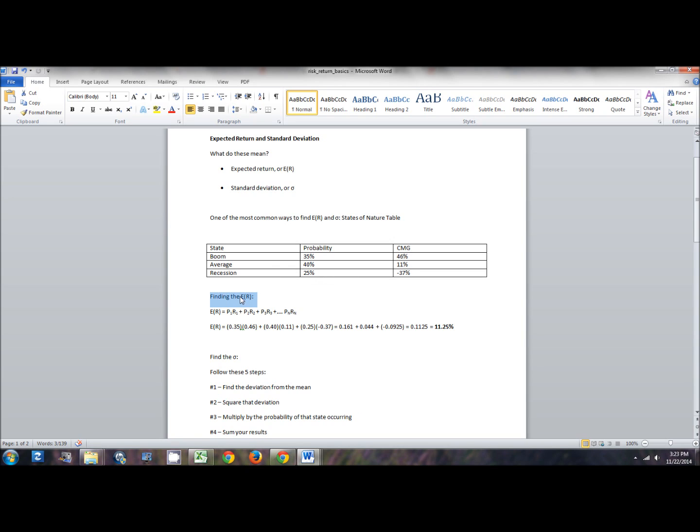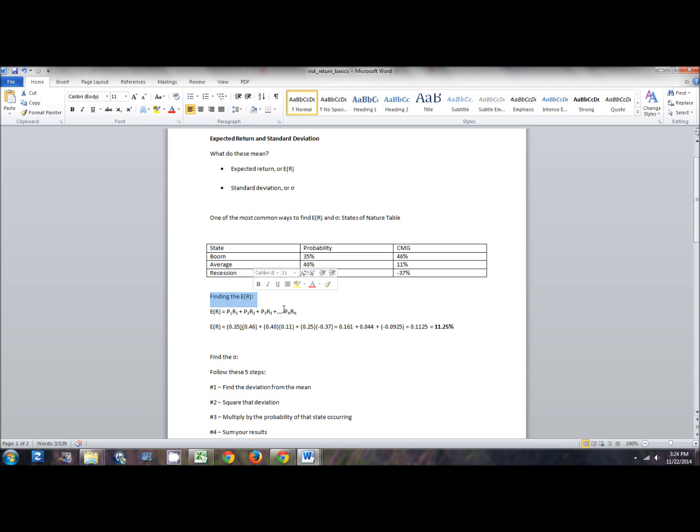All right, the expected return calculation. This is actually very, very straightforward. All you have to do is take a weighted average of the probabilities and the returns across all the states that are in the table. So what does that actually mean? Well, it means that the expected return is equal to the probability of the first state occurring times the return of the first state occurring, plus the probability of the second state occurring times the return of the second state occurring, plus the probability of the third state occurring times the return from the third state occurring.